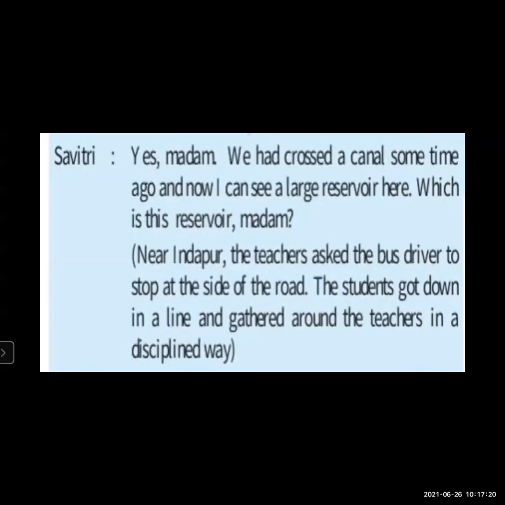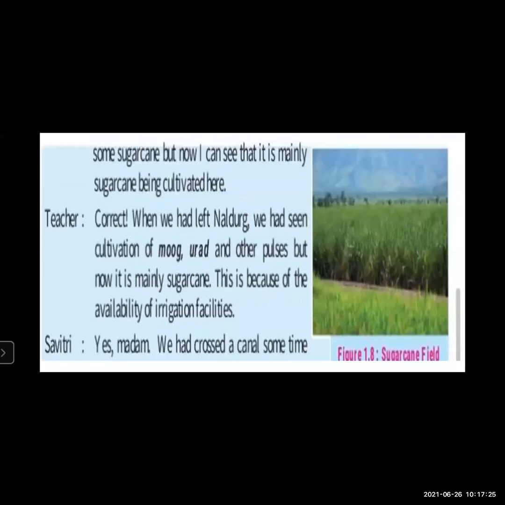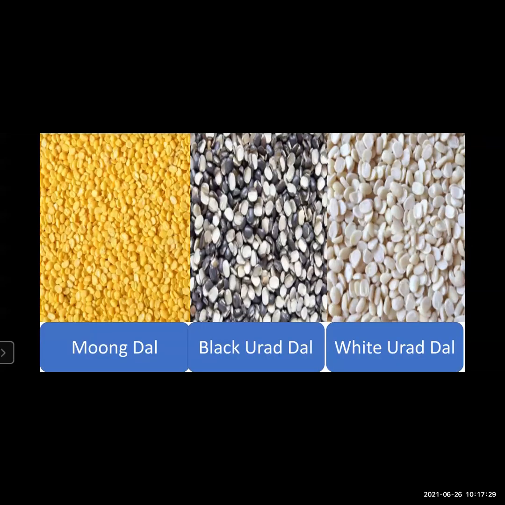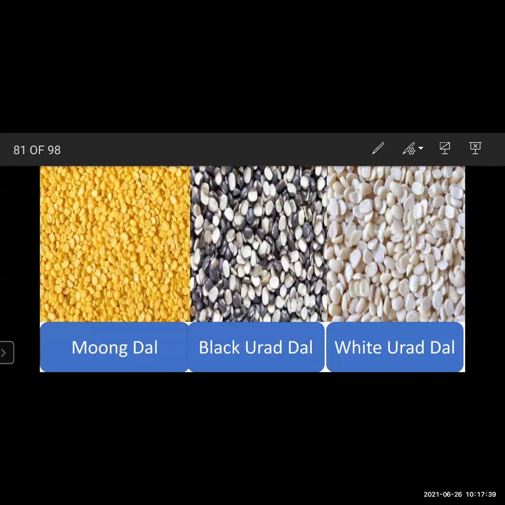Now see here. This is moong. The yellowish color is moong dal. The black one is urad dal. And this one is white urad dal. There are two types of urad dal available, the black one and the white one. Okay, so this they have seen. These crops they have seen in Naldurg, near Osmanabad district, because they don't require that much water for their growth.